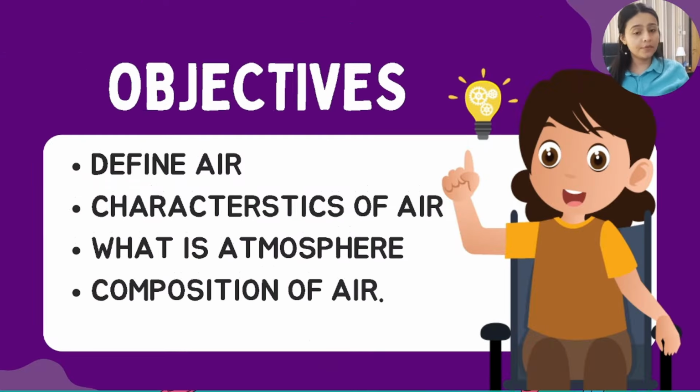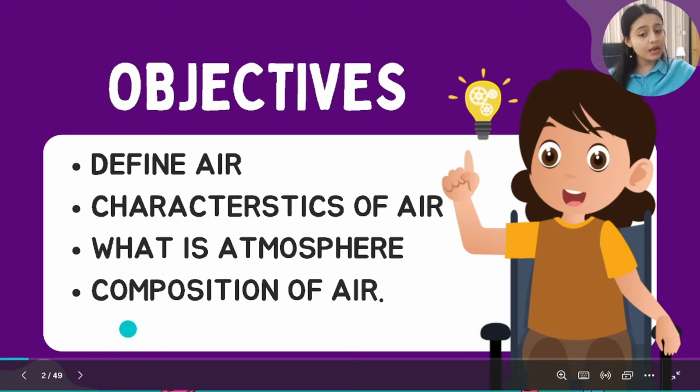Before beginning with the chapter, we are going to study the objectives first. We will start by defining air. What is air? Then we will proceed with the characteristics of air. What are the different characteristics of air? And then we will learn about the atmosphere, a very important topic. And then we learn what the composition of air is. What does this air consist of?